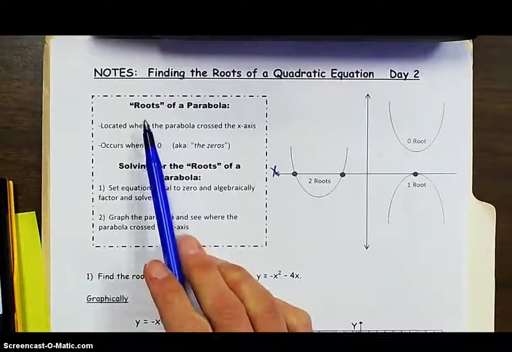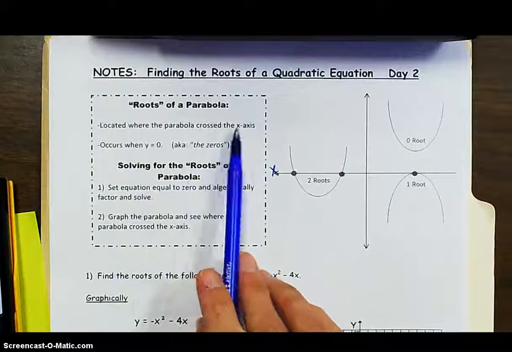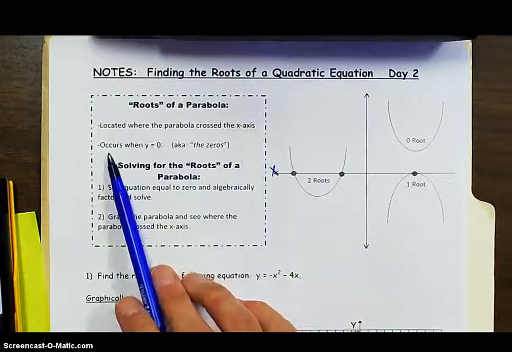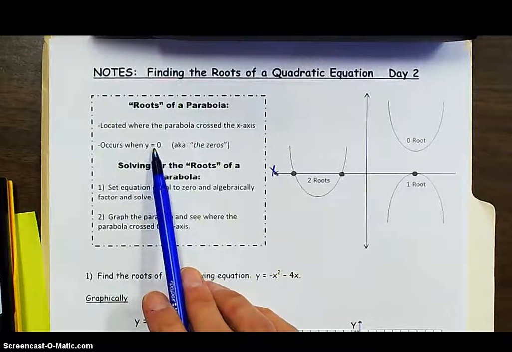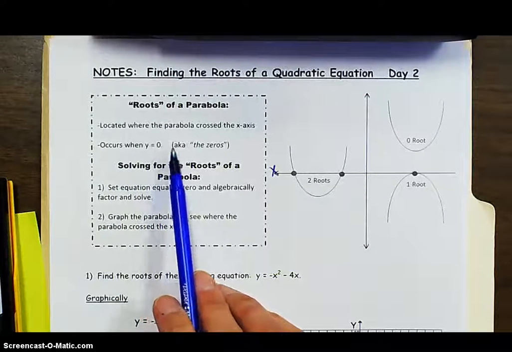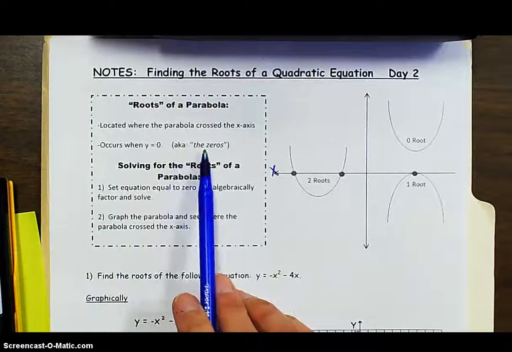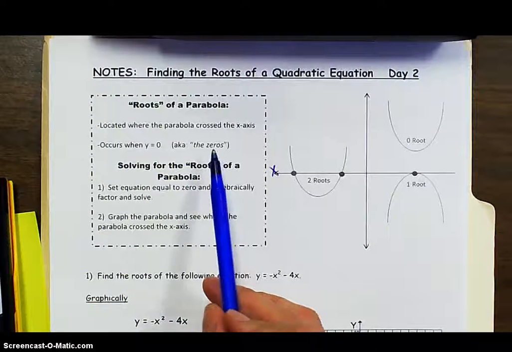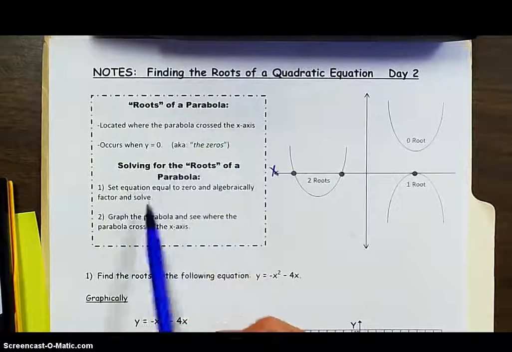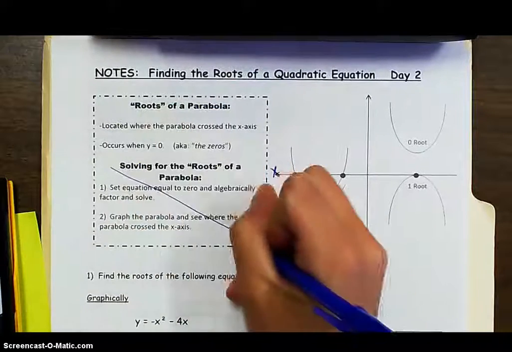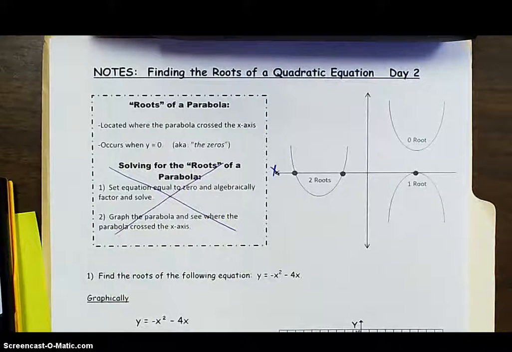All right, so the roots of a parabola are located where the parabola crosses the x-axis. In a table of values, it occurs when the y value is equal to 0. That is why the roots are also known as the zeros, so you might hear the roots called the zeros. Now, solving for the roots algebraically is something we're going to learn in a couple of units, so right now, we're just going to cross that out.